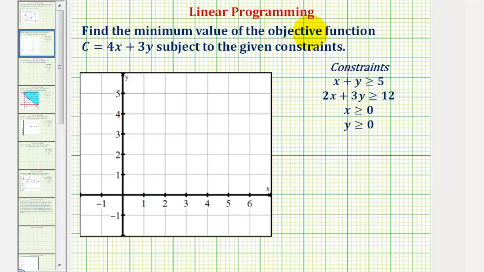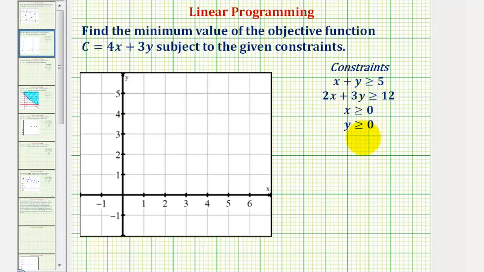We want to use linear programming to find the minimum value of the objective function c equals 4x plus 3y subject to the given constraints. Notice how we have four inequalities here, so for our next step we want to find the solution to the system of inequalities, which will give us our feasible region.